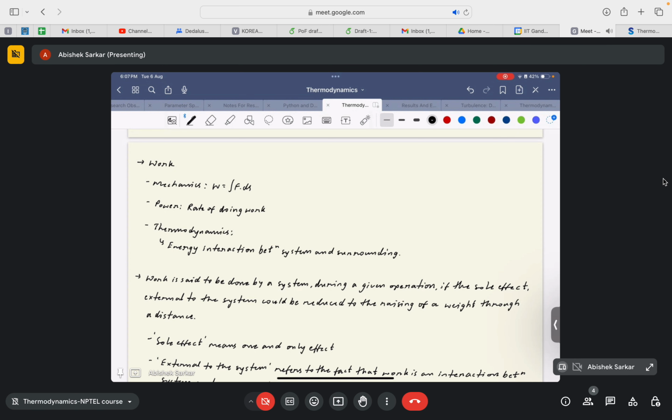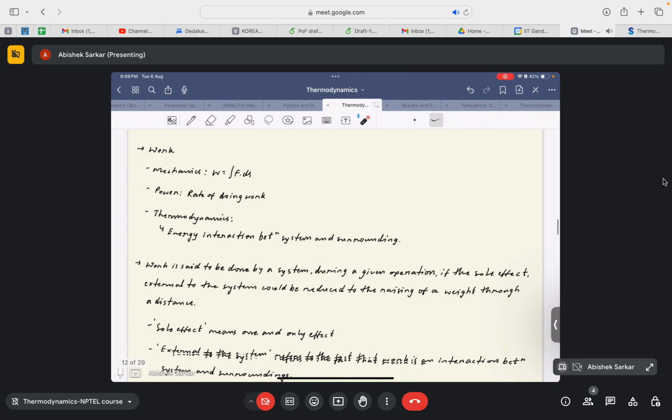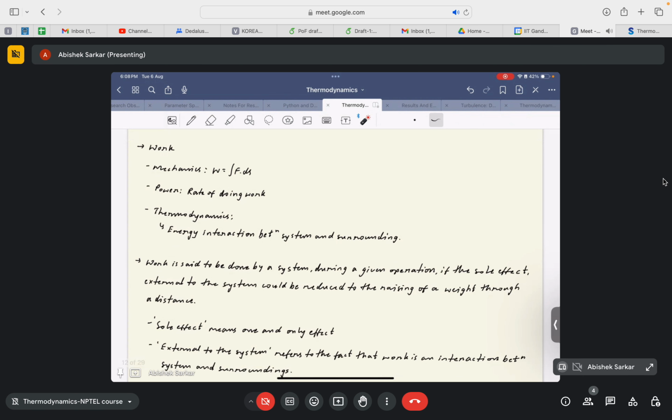Okay. So, work, as we know, in the purview of mechanics, can be defined as the integral of f dot ds, and power is basically work done per unit time, or the rate of doing work. In the field of thermodynamics, work done can be considered one of the modes of energy interaction between the system and the surrounding. In thermodynamics, work interactions or work done has a very standard definition.